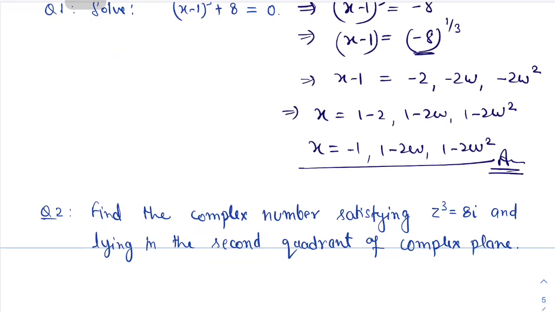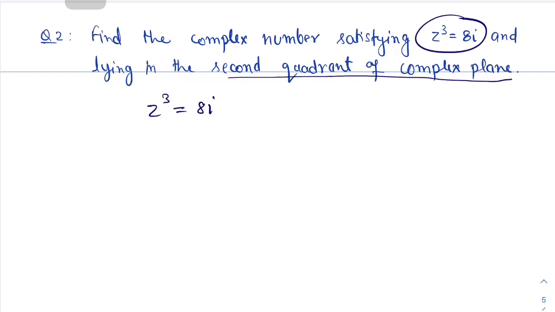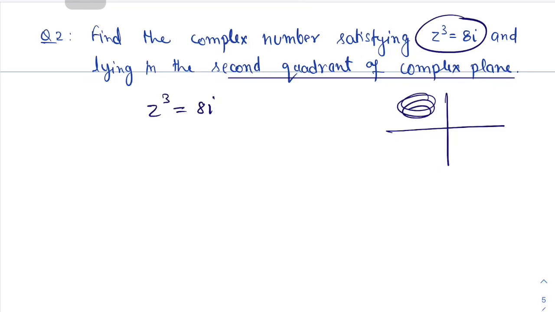Let's see what is the next question. Find the complex number which satisfies this equation. The equation is z cube equal to 8 iota, and we are interested in finding that solution which lies in the second quadrant of the complex plane. The second quadrant of the complex plane is this thing, you know. So the real part must be negative and the imaginary part must be positive. First solve this equation, z cube equal to 8 iota.